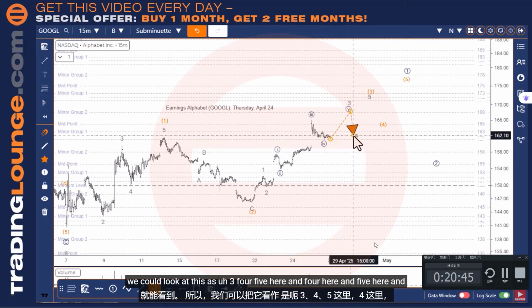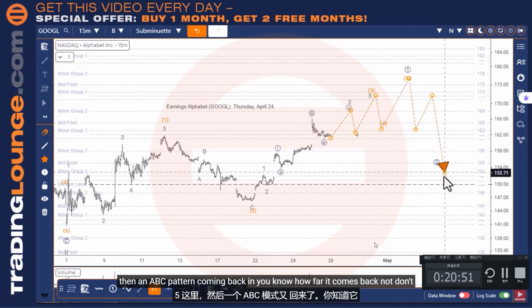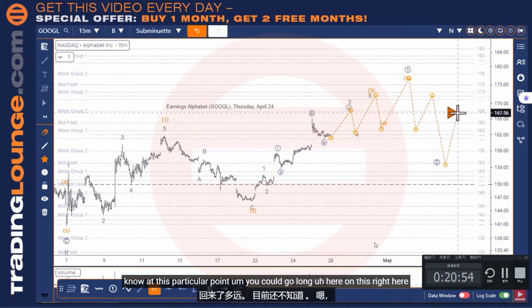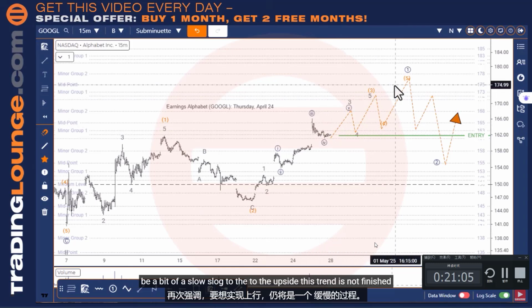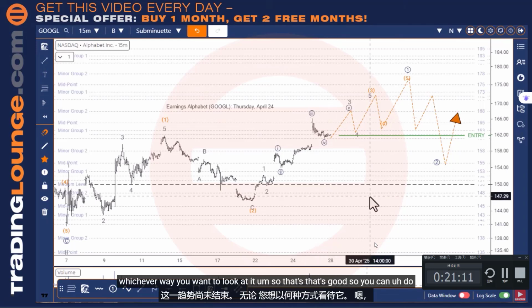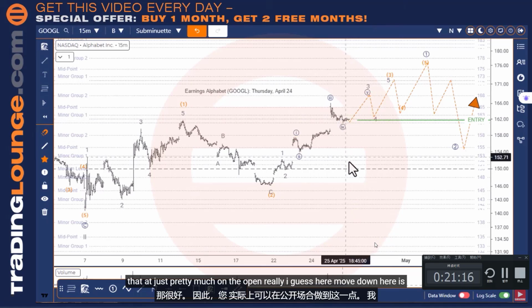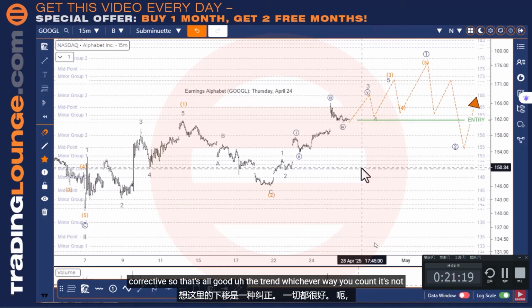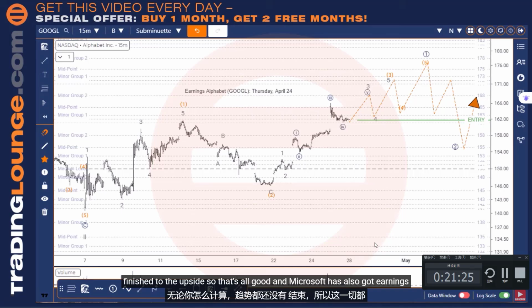So we could look at this as 3, 4, 5 here, and 4 here, and 5 here, and then an ABC pattern coming back in. How far it comes back, I don't know at this particular point. You could go long here on this, right here, if you wish, we can put a trade out on that. But once again, it's going to be a bit of a slow slog to the upside. This trend is not finished, whichever way you want to look at it. So that's good. You can do that pretty much on the open, I guess. The move down here is corrective, so that's all good. The trend, whichever way you count, is not finished to the upside.